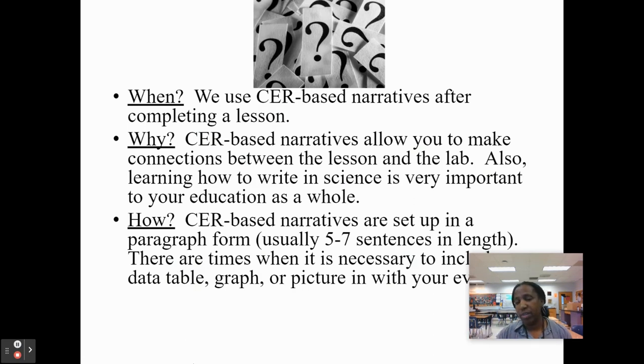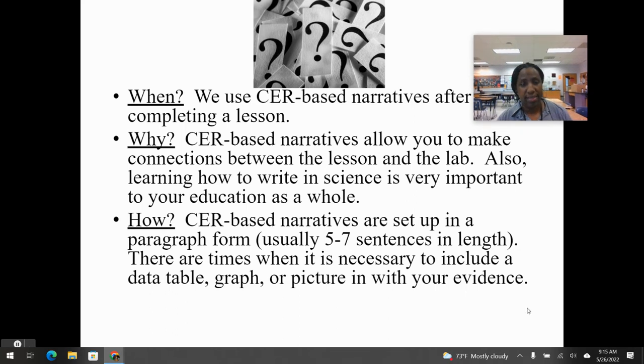So in your notes, I don't need you to write the when and the why. You do need to know that we'll use these after completing a lesson. Why? Because it's important for you to have good writing skills. It's important for you to be able to engage in scientific argumentation. But what's going to be most important for my class is the how. So I want you to write the how down.